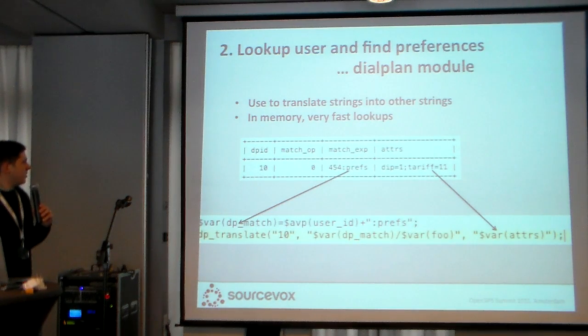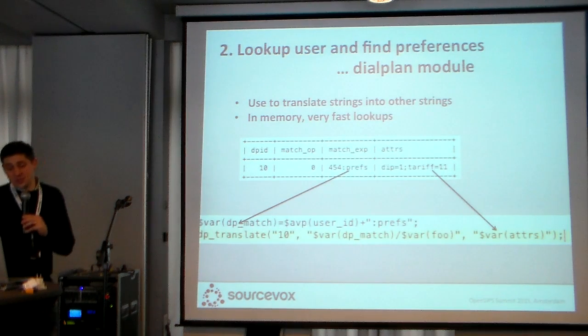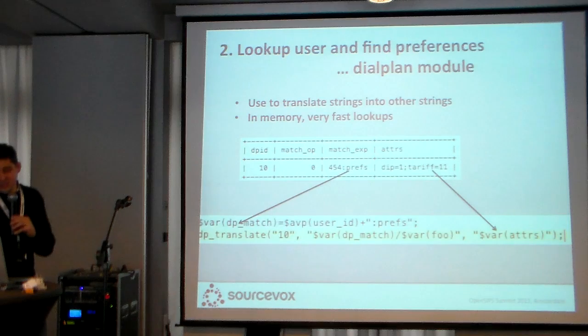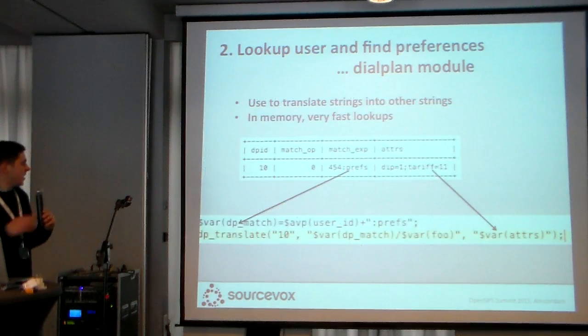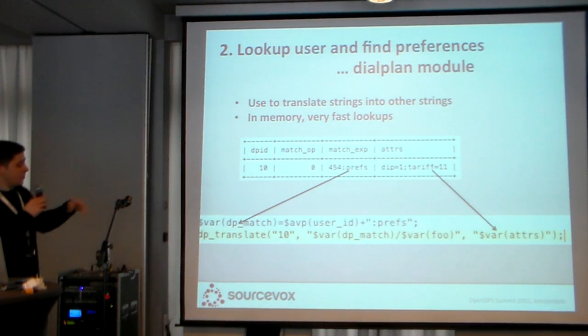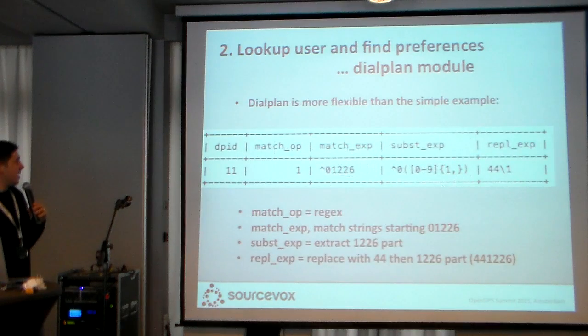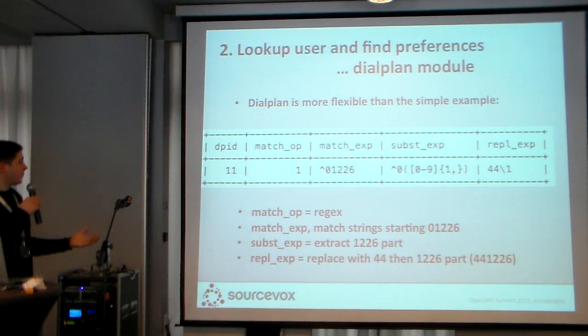So that's the example of the exact match, which is the example that we want to use for this presentation. It's also much more powerful than that. If you noticed the /var foo, what OpenSIPS will do is, if you have a replacement that you would like to do, it will give you the replacement back in another variable.